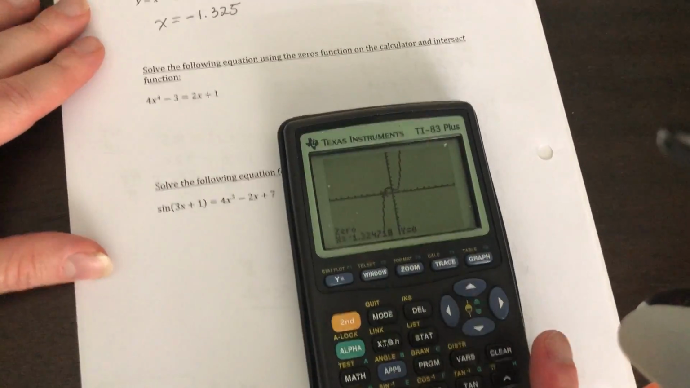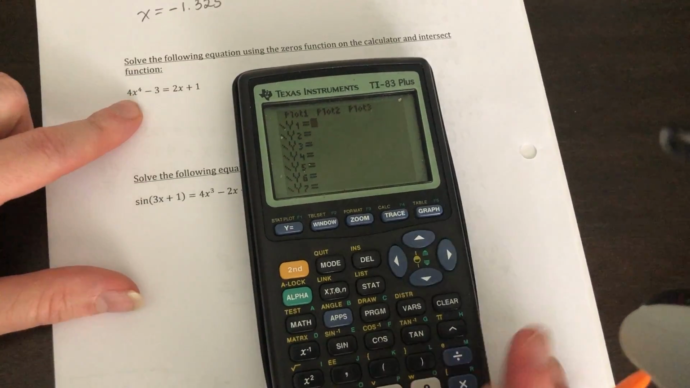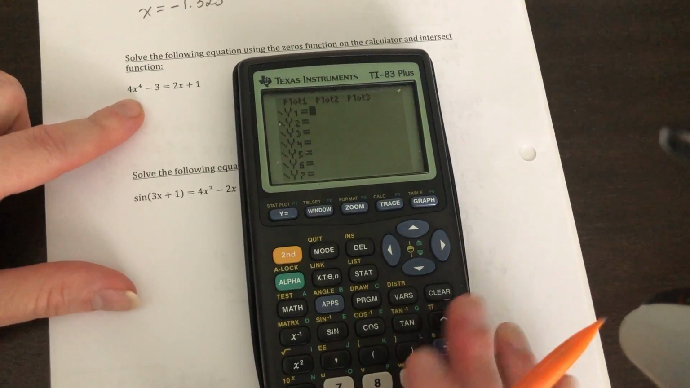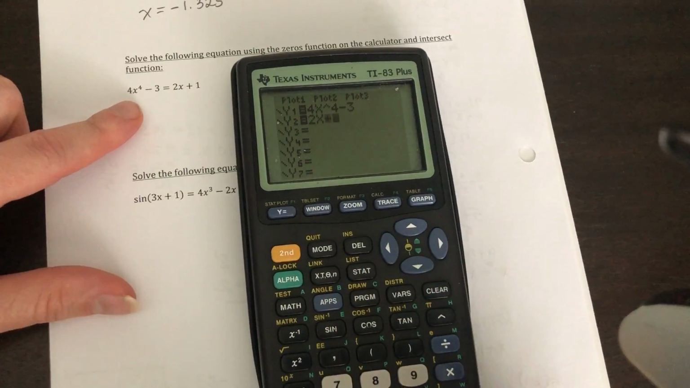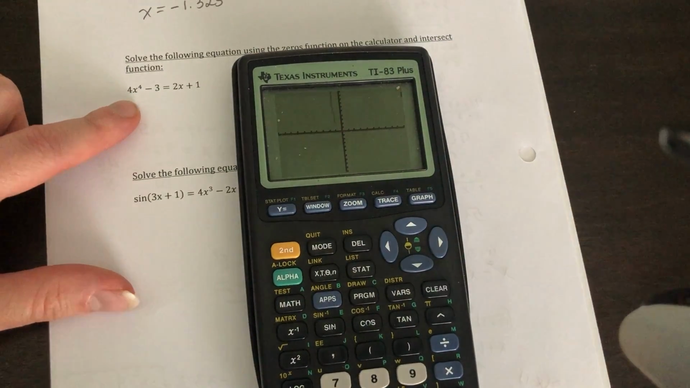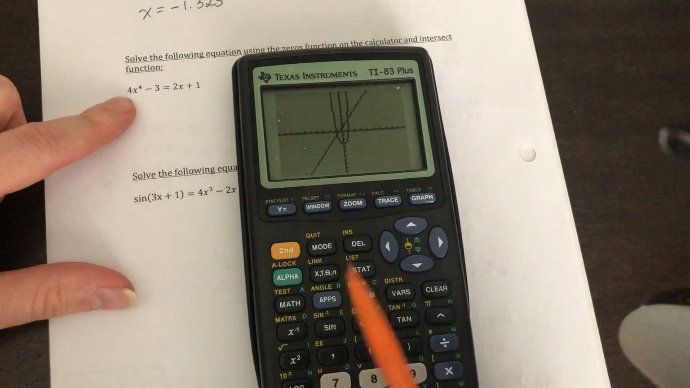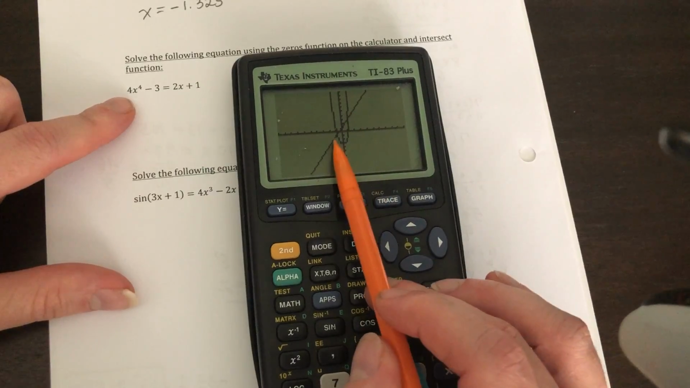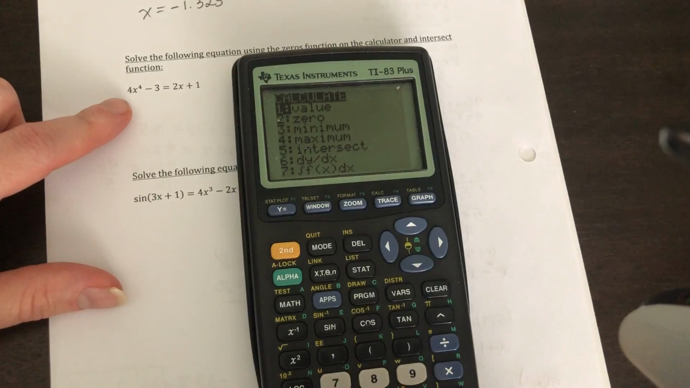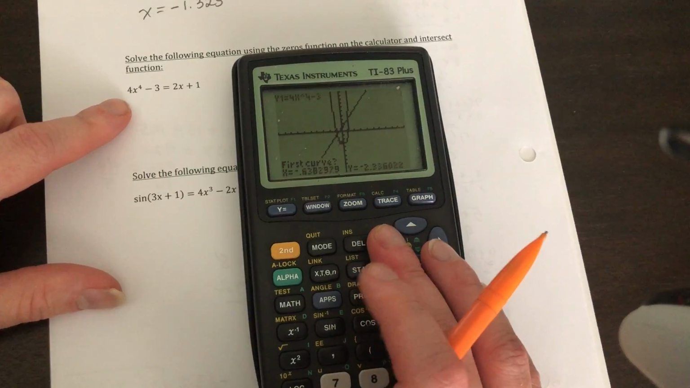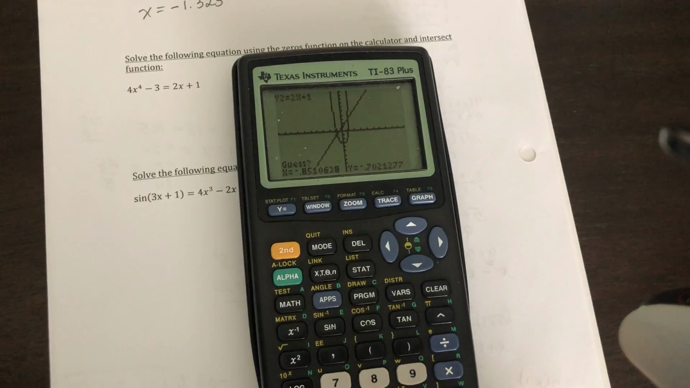Now, let's solve the next equation using the intersect feature. So we're going to put the left side into y equals, so it would be y1, so 4x to the fourth minus 3 and 2x plus 1. We're going to graph those two lines, so you got something that looks kind of like a parabola and then a line. So we see that it intersects here and here, so we're going to have two solutions to this equation, okay? So we do second calc, intersect. So we just got to go close to it. We don't have to change signs with this one. So we hit enter, enter, enter.